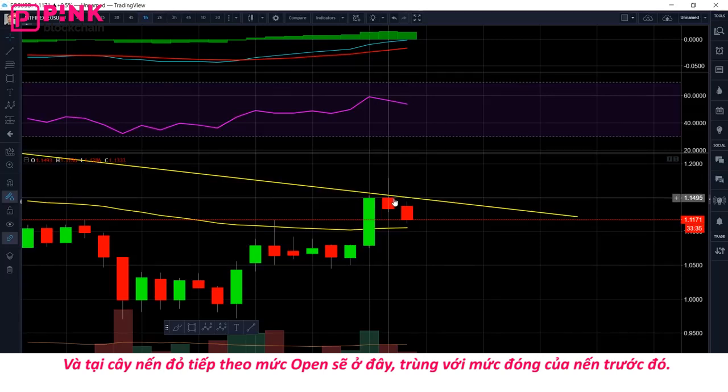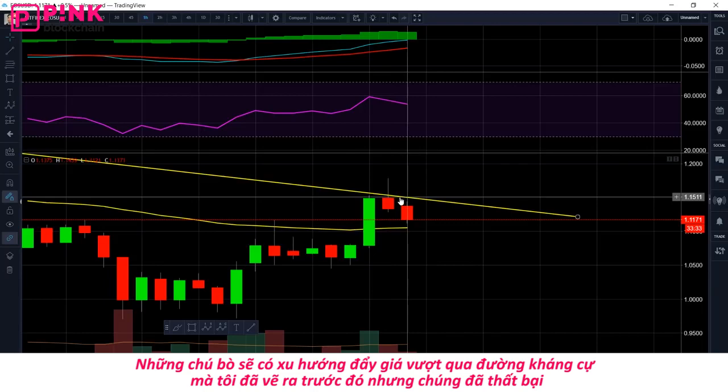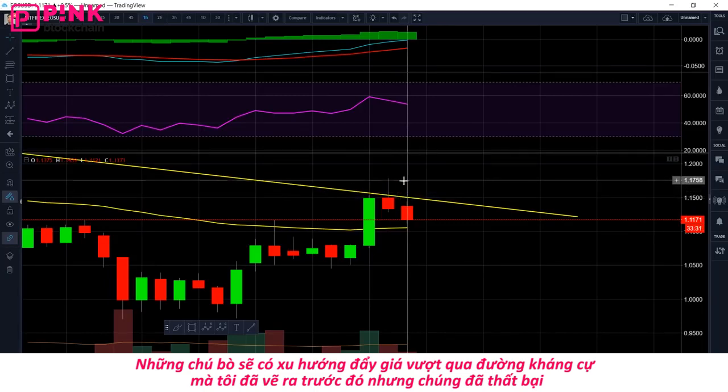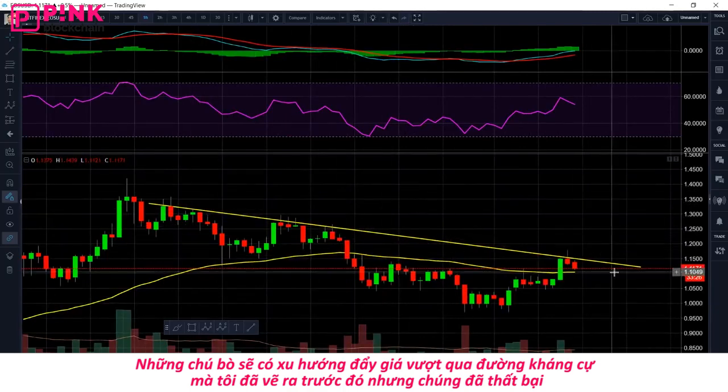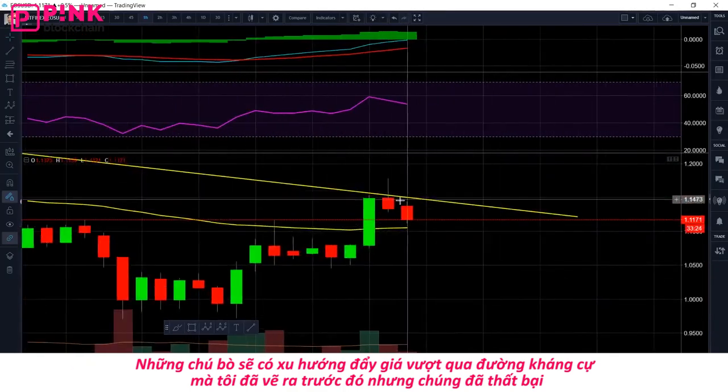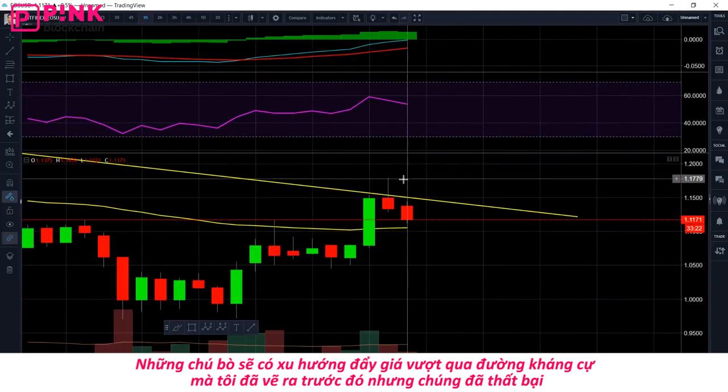And then the open is right here. So the bulls attempted to break the resistance, right? This is the resistance line that we draw right over here. And then the bulls attempted to break it. But not only did they attempt to break it, they failed miserably as well.